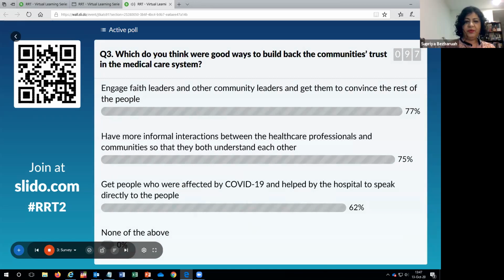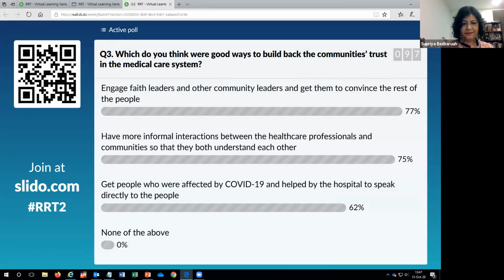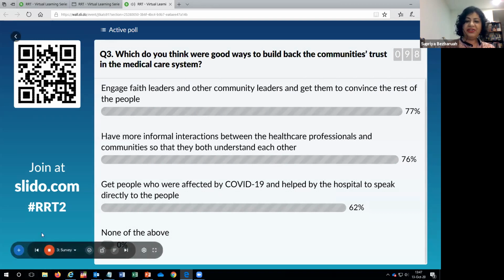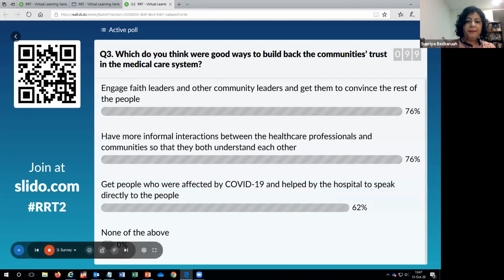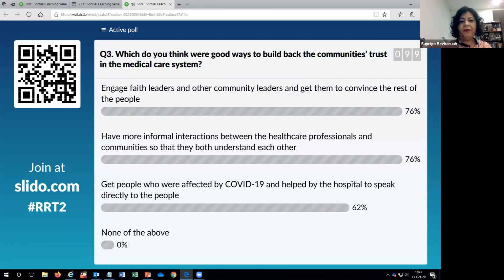Which do you think were good ways to build back the community's trust in the medical care system? Engage faith leaders and other community leaders and get them to convince the rest of the people. A lot of people think that, and you're right, that's the way. If you engage faith leaders and other people who are trusted, human beings are also, in a sense, herd animals. We follow leaders, so that's a good way to convince people.